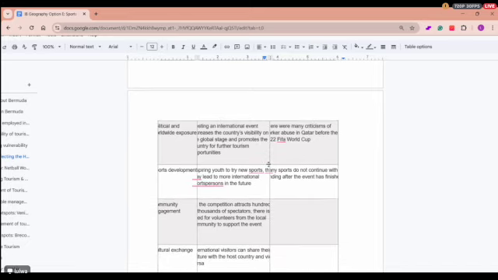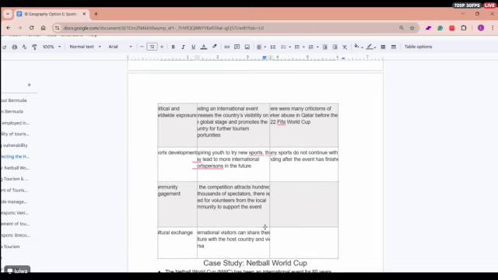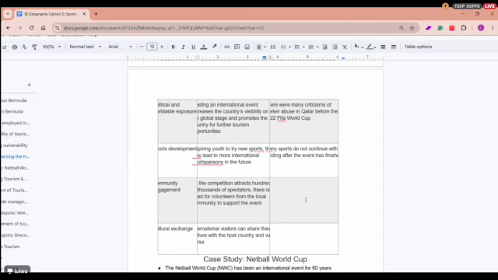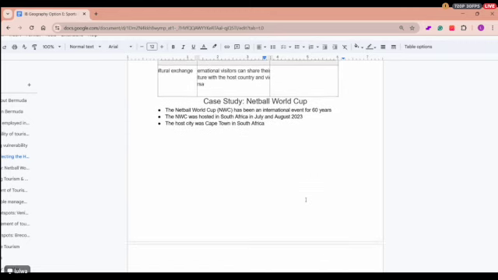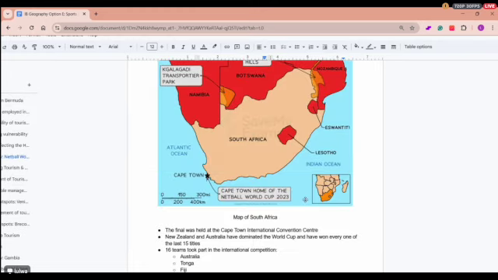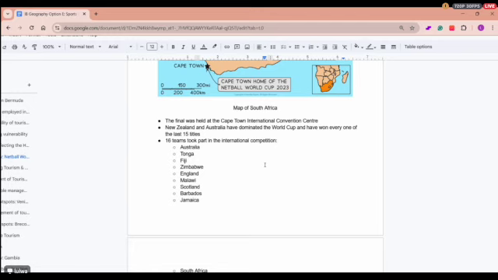For sports development, it inspires new youth to try new sports that may lead to more international sportspersons in the future. However, many sports do not continue with funding after the event has finished. So, here is a case study of the Netball World Cup in South Africa in July and August of 2023. It was hosted in Cape Town, South Africa. So the final was held over there.